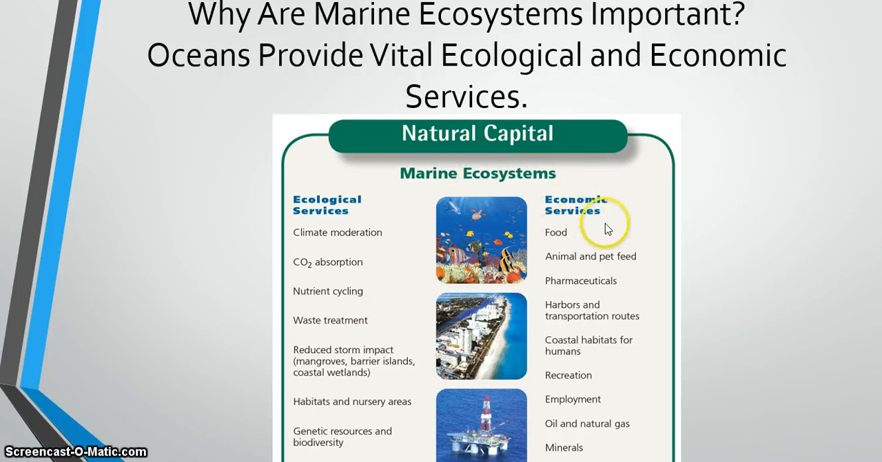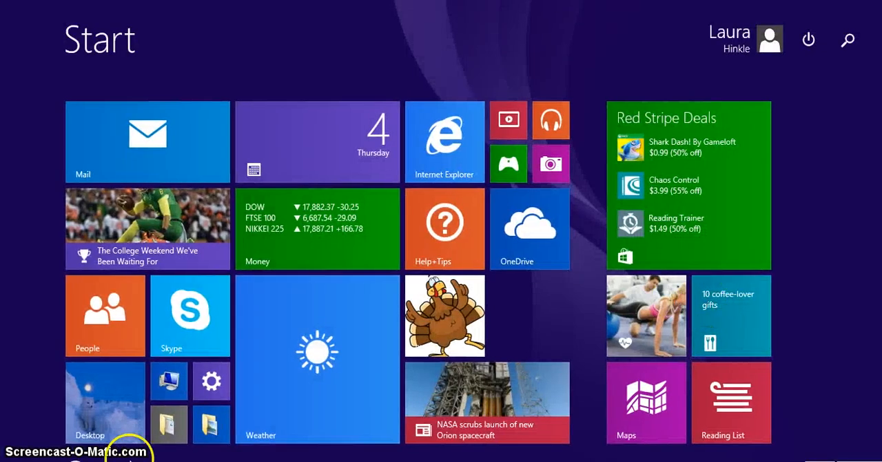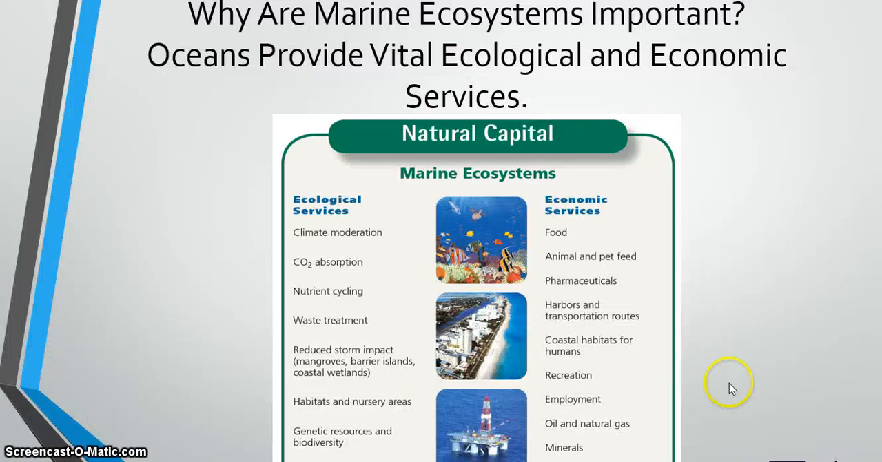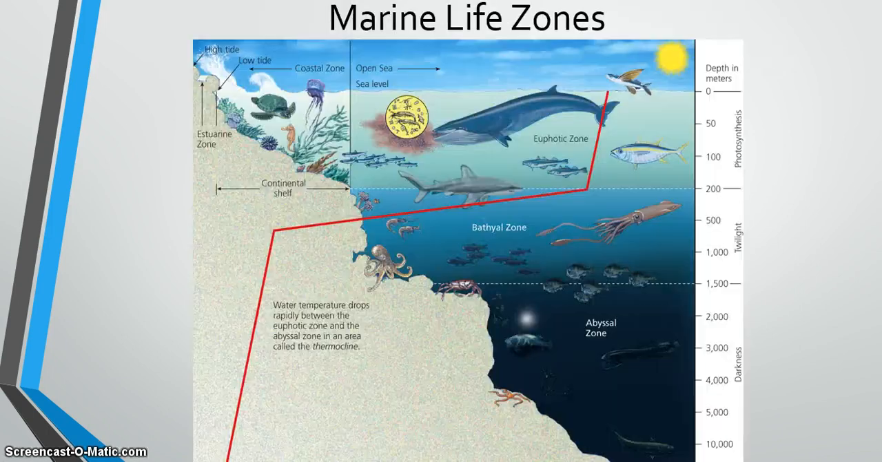The economic services that oceans provide include they provide food for us, animal and pet food. They're a source of pharmaceuticals, drugs for the future, just like the tropical rainforests. They provide harbors and transportation routes, coastal habitats for humans. Everybody loves to live near the ocean, right? Recreation, employment, oil, natural gas, minerals, and building material.